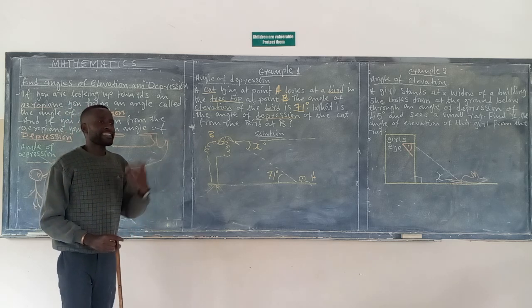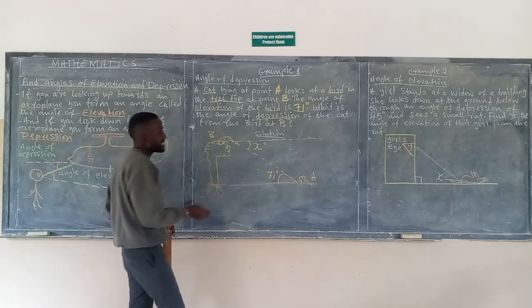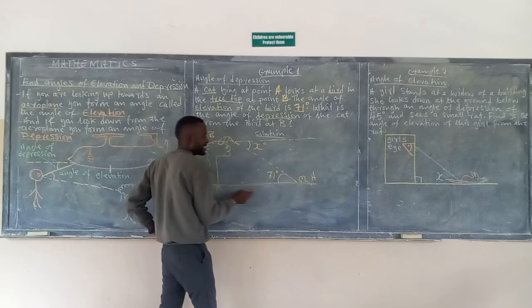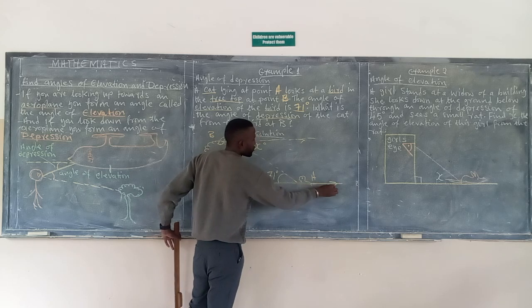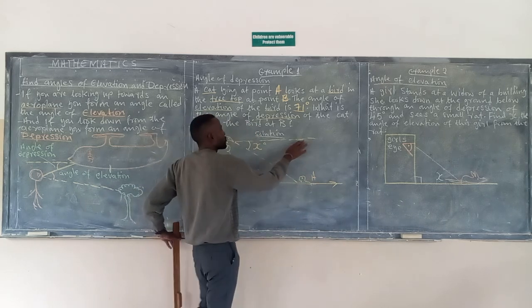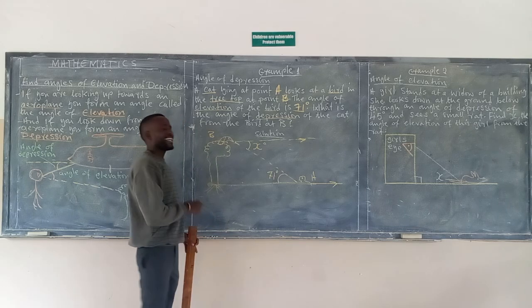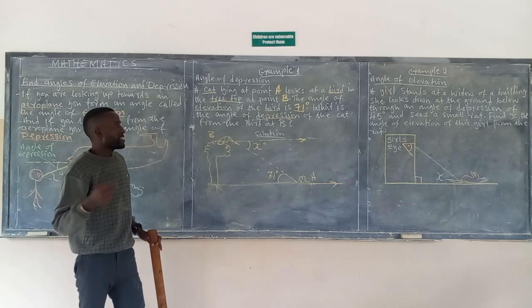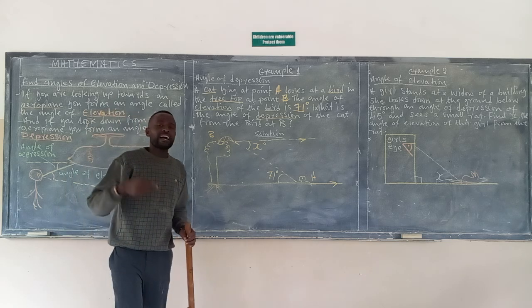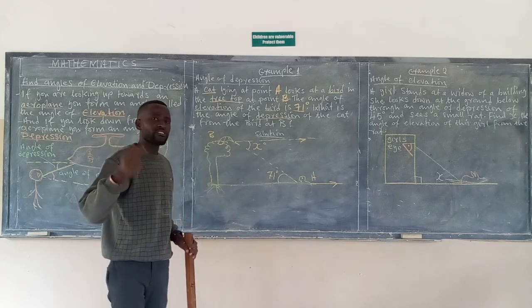So how do I find the angle of depression? Now you can see this is a straight line and this is a straight line. Both of these lines are parallel to each other, meaning that they can never meet. So if we know that they can never meet, therefore now we go back to the properties of a straight line, angles in a straight line.